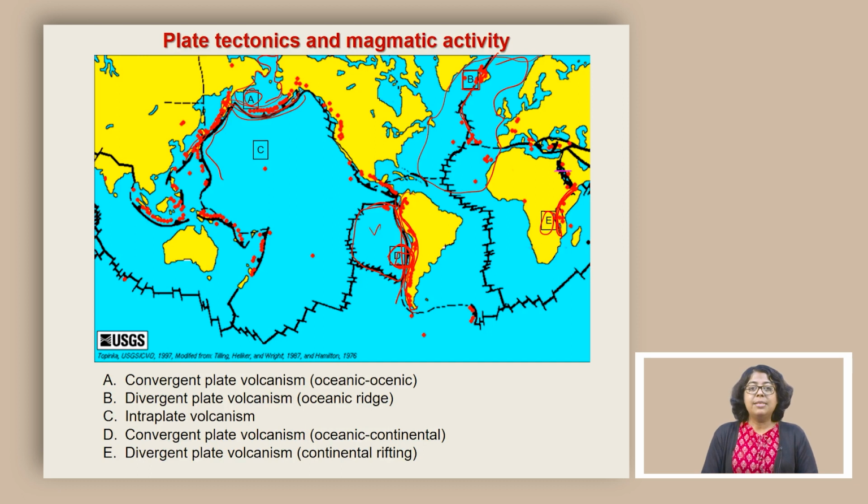The one that I skipped is C. It is interesting because it is literally in the middle of a plate, and unlike B where we do see a series of red dots, which means there is a series of volcanism along that divergent boundary within the ocean, here these are quite separate points. We do not really see a series of things, at least at this scale, and these are called intraplate volcanism.